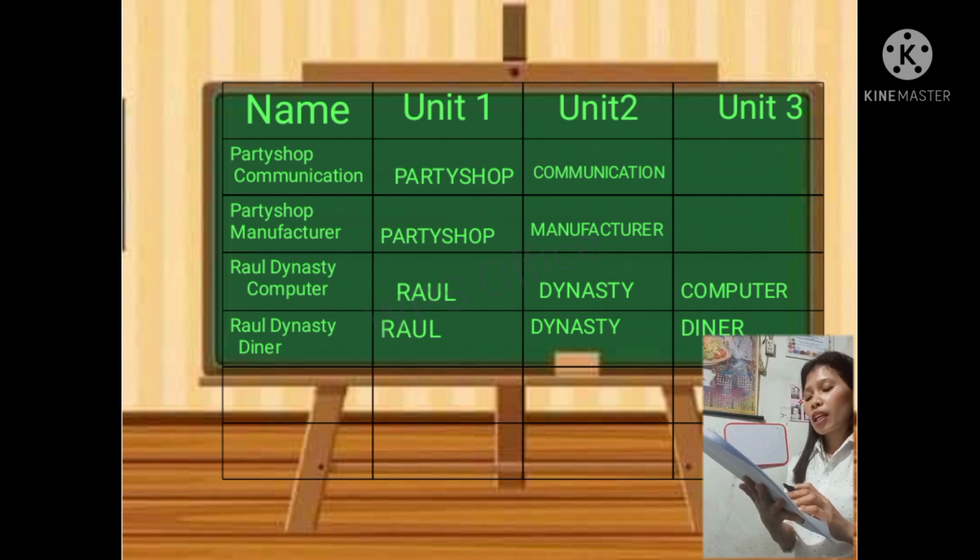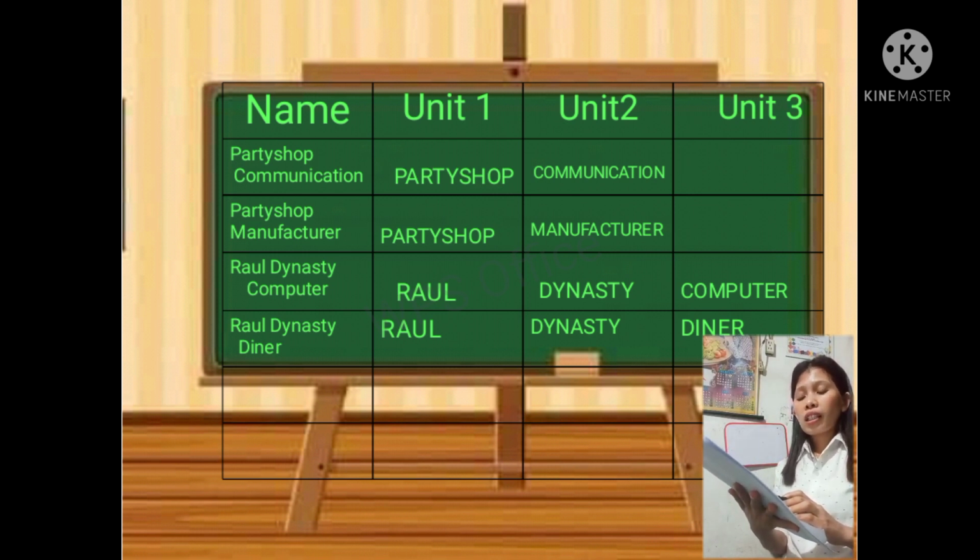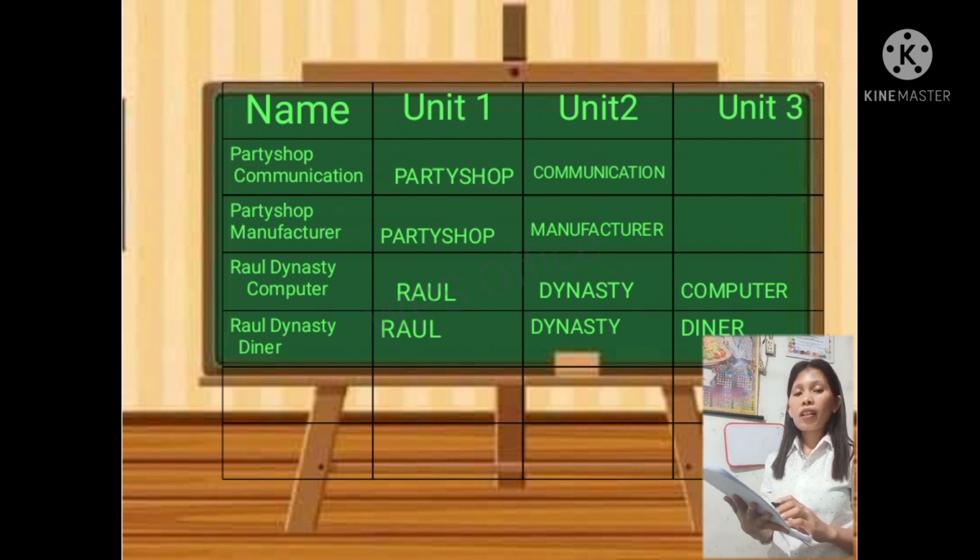Another example is Raoul Dynasty Computer. The first unit is Raoul, the second unit is Dynasty, and the third unit is Computer. Another example is Raoul Dynasty Dinner. The first unit is Raoul, the second unit is Dynasty, and the third unit is Dinner.